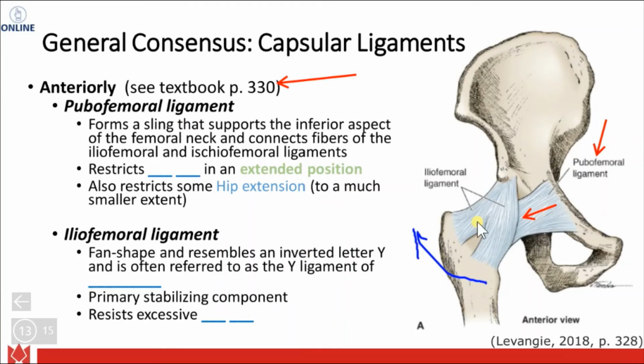Because you could see if I were to externally rotate or swing the femur that way, it would lengthen the pubofemoral ligament. For the iliofemoral ligament, we often call this the Y ligament of Bigelow, and this is a really strong, powerful ligament. You'll notice that there are two bands to it, so two portions, and it kind of makes that letter Y that you can see there. And in particular, this ligament is going to resist excessive external rotation as well. So we'll put this in here.